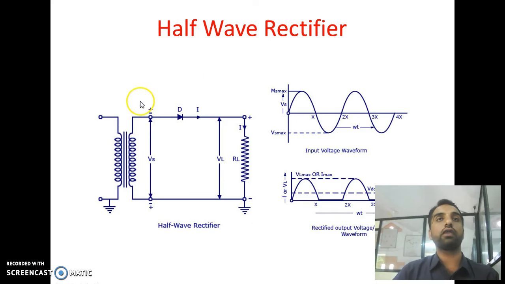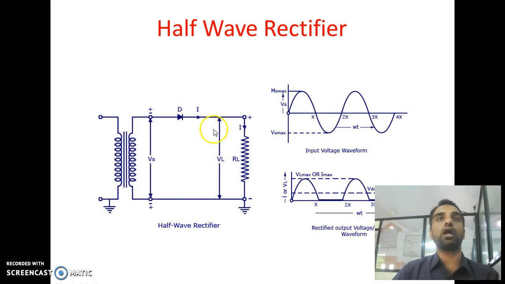Now we see the construction of the half wave rectifier. It requires one simple transformer, one diode, and a load resistance. The primary AC voltage is applied across the primary, the anode of the diode is connected to the secondary terminal, and the second terminal of the diode is connected to the next secondary terminal through the load resistance RL.